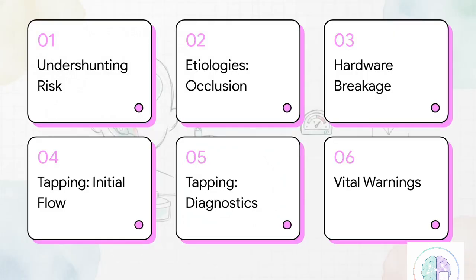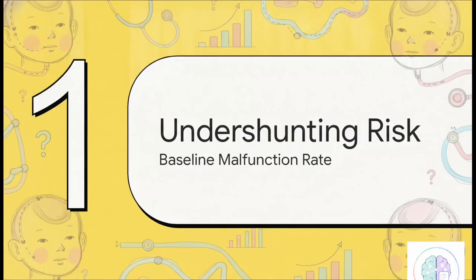Okay, let's dive right into our roadmap for today. We'll start with undershunting risk, then look at biological occlusions, hardware breakage, and after that, we'll walk through the shunt tapping protocols, from checking initial flow and running diagnostics, all the way to some absolutely vital warnings you cannot afford to miss. All right, part one, undershunting risk.